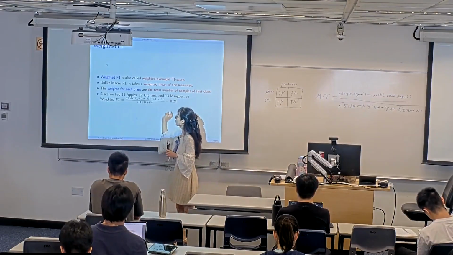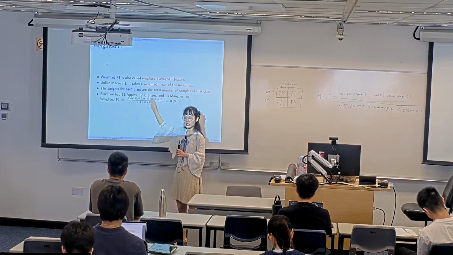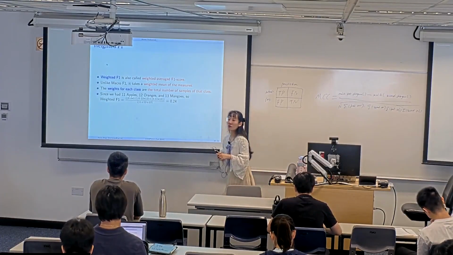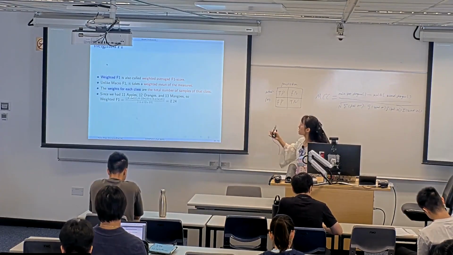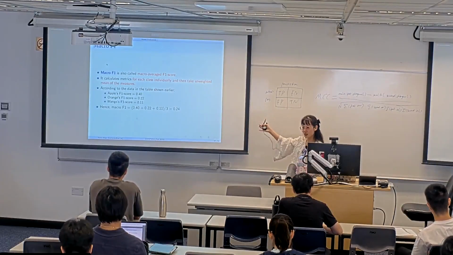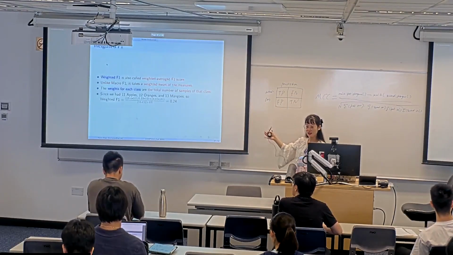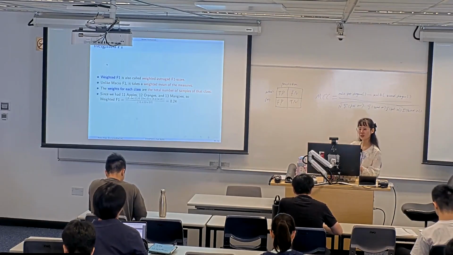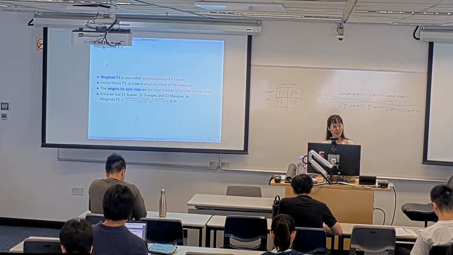Then the weighted F1 will just be like this. You take the weighted average. And by the way, this 0.24 is the same as this 0.24. This is a coincidence. It's not necessarily like this. All right, so we have these different ways to calculate the F1 score.